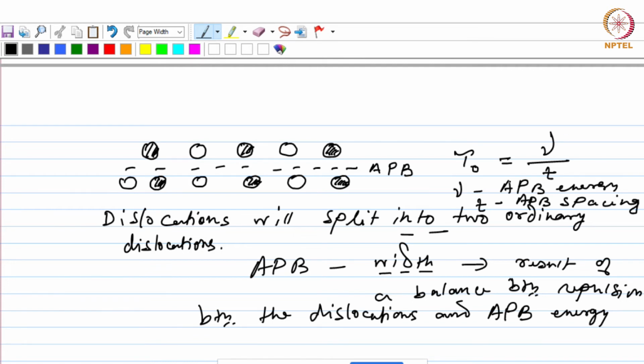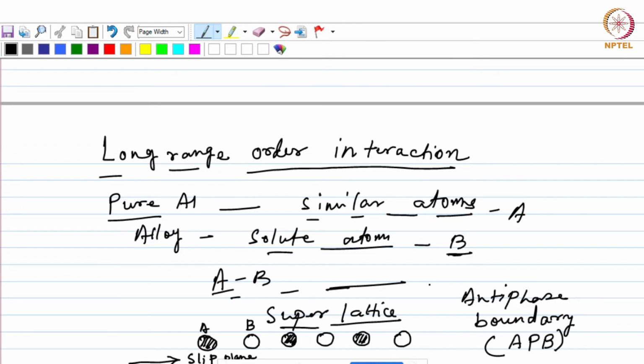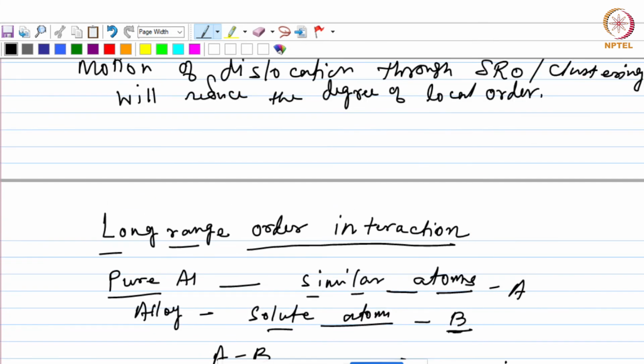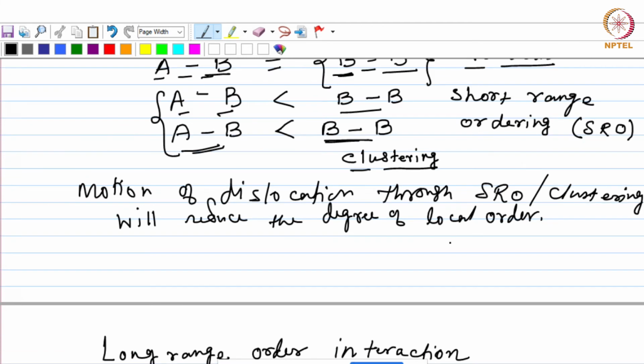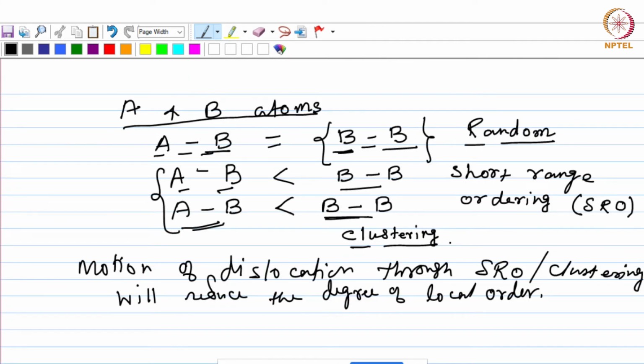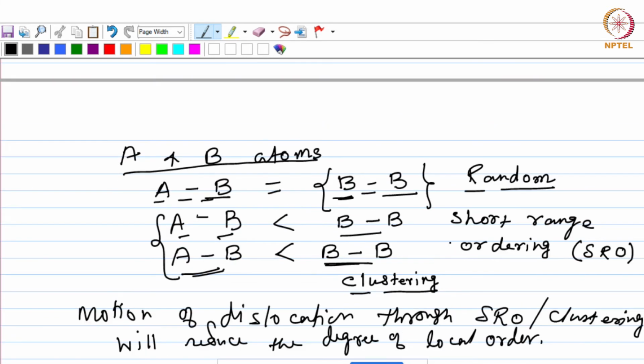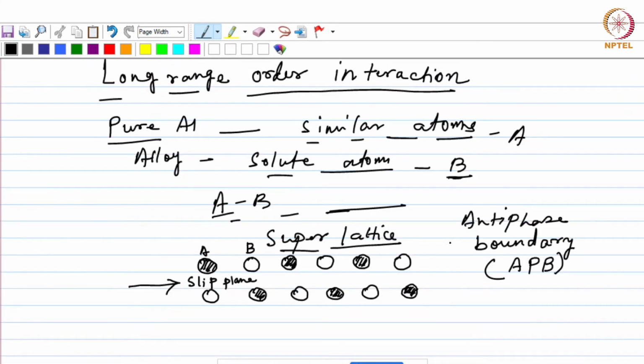Right, so that is how, due to the introduction of these antiphase boundaries in an ordered region of the crystal, the motion of the dislocations will be hampered, and as a result of that, the strength of the material will increase. Okay, so these are the 6 different types of interactions which might happen between the solute atoms and the dislocations which ultimately lead to an increase in the strength, and this phenomenon as a whole is known as solute solution strengthening or solute solution hardening.